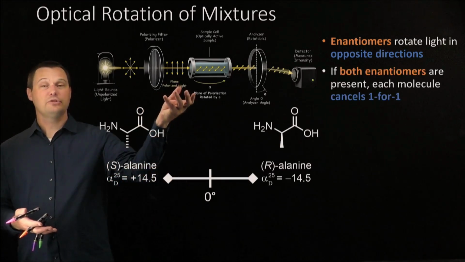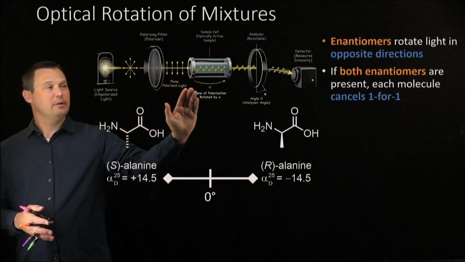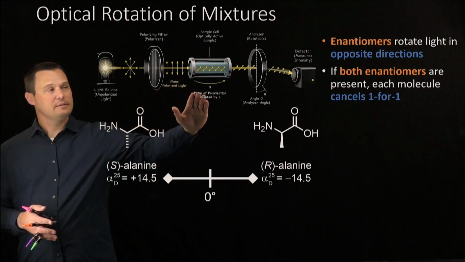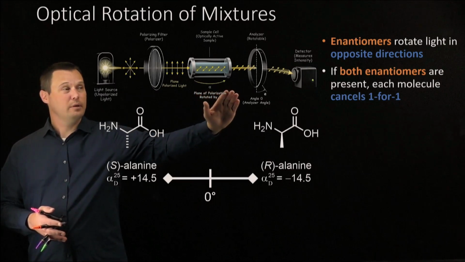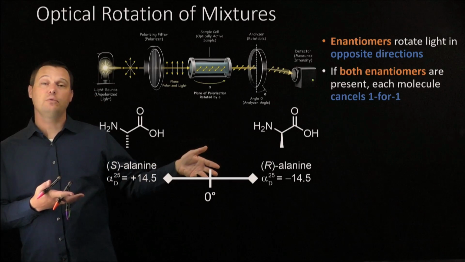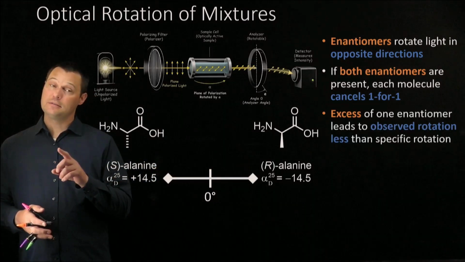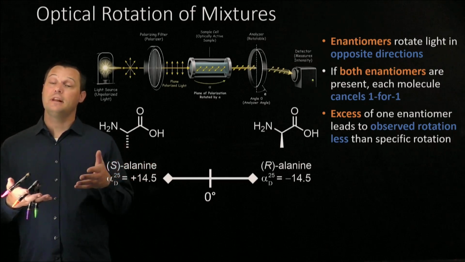So if I have a mixture where both enantiomers are present, every time the plane polarized light hits an S molecule, it'll rotate the light slightly clockwise. And every time it hits an R molecule, it will rotate that light back in the counterclockwise direction. And because those interactions are equal in magnitude and opposite in sign, they cancel each other out completely, unless one of the enantiomers is present in excess over the other.